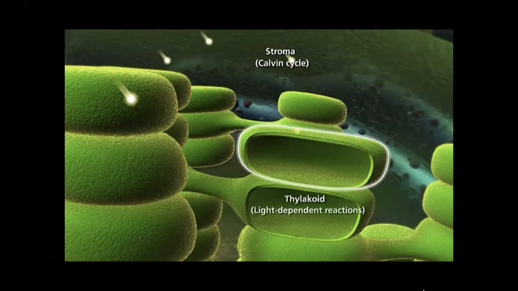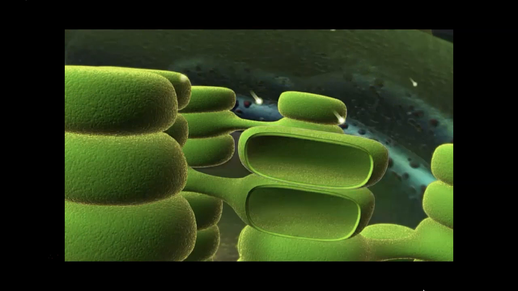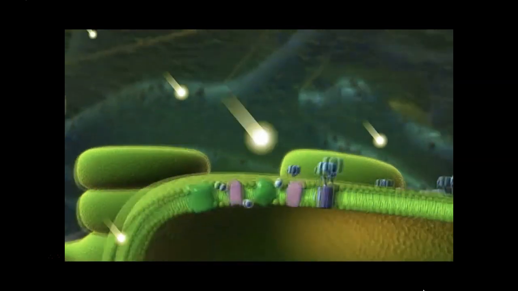The light-dependent reactions occur in the thylakoid. It is here that conversion of light energy to chemical energy is initiated.